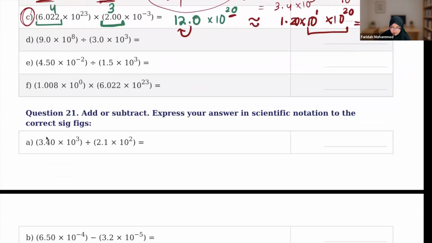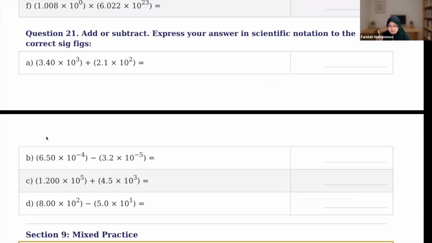Okay, now the addition and subtraction is a bit harder though. The addition and subtraction is the one that's a bit harder for scientific notation. Now, when you have addition or subtraction, you have to look at the exponent. You have to make sure, look at this please, you have to make sure the exponents are the same. First, you have to make sure that the exponents are the same.